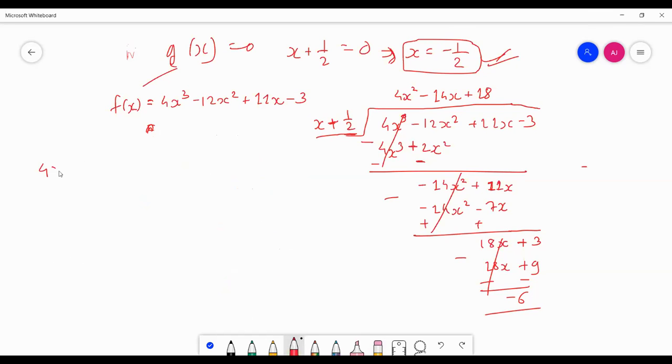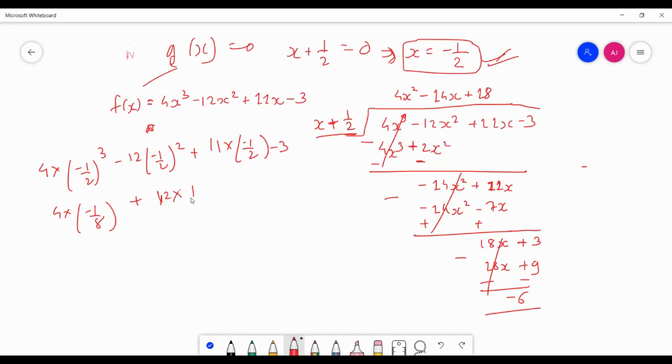So I will put x equal to minus 1 by 2. So it will be minus 1 by 2 cube minus 12 into minus 1 by 2 whole square plus 11 into minus 1 by 2 minus 3. So it will become 4 into minus 1 by 8 minus minus plus 12, 12 into 1 by 4, then minus 11 by 2 minus 3.